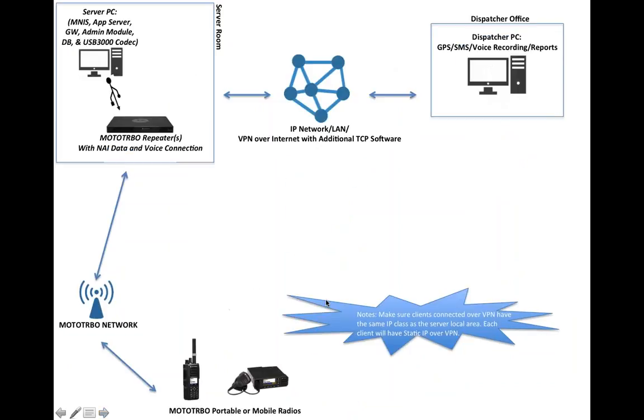And I think, oh, here's one last example of a very simplified system for voice recording, GPS data and text messaging. As you can see, the server side is configured a little bit differently. On the server side, you have your PC with MNIS, the app server, the gateway, the admin module, the database, as well as the USB 3000 codec we mentioned previously. And all of the repeaters in the system are now equipped with NAI data as well as voice connectivity.